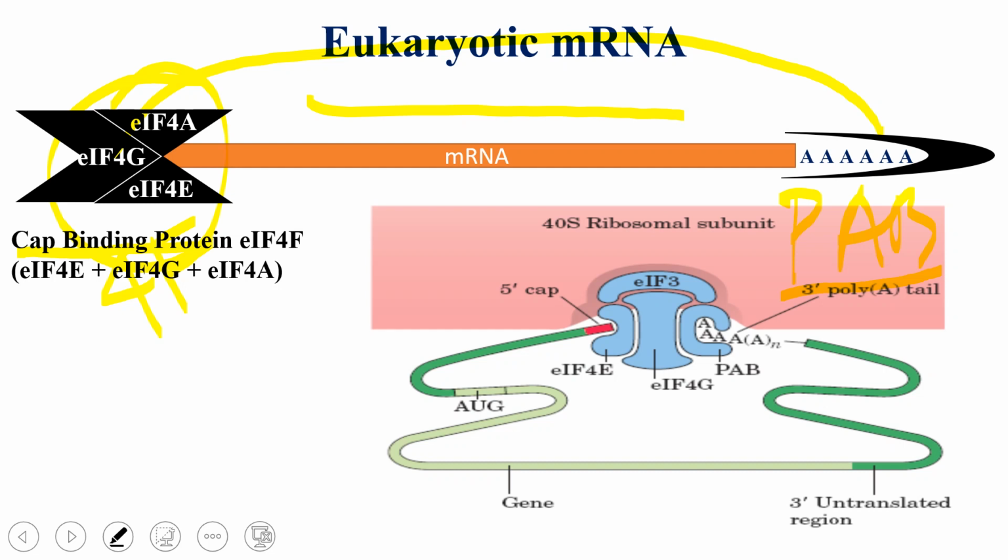Exactly, 4E is associated with the cap. So that is the actual cap binding protein. The cap binding protein and the poly A binding protein will be held together by 4G. So E and PAB will be held together with the help of 4G. Another protein which seals them is EIF3, which we have already seen as part of our 40S ribosomal subunit. So our messenger RNA is normally in this structure.